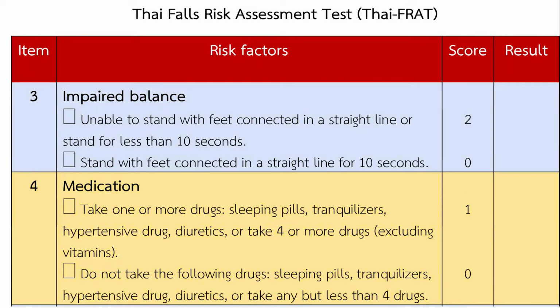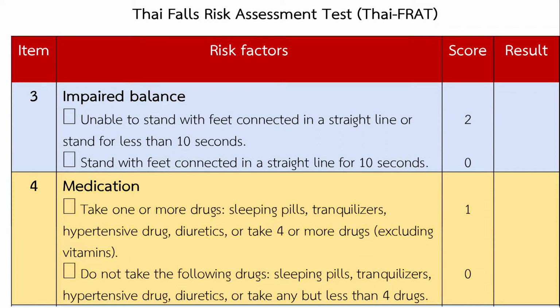Risk factor 3, impaired balance: unable to stand with feet connected in a straight line, or stand for less than 10 seconds, scored 2. Stand with feet connected in a straight line for 10 seconds, score 0.